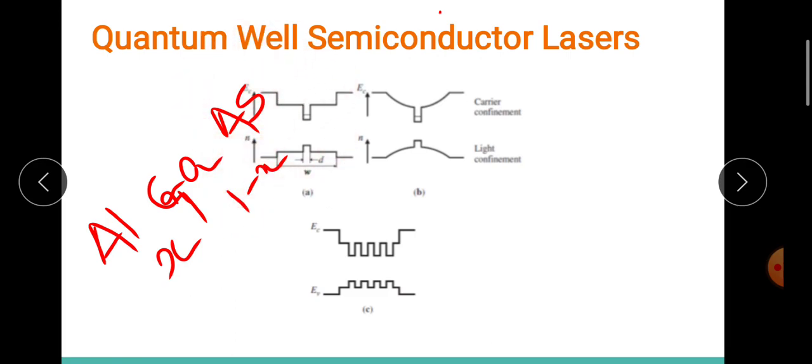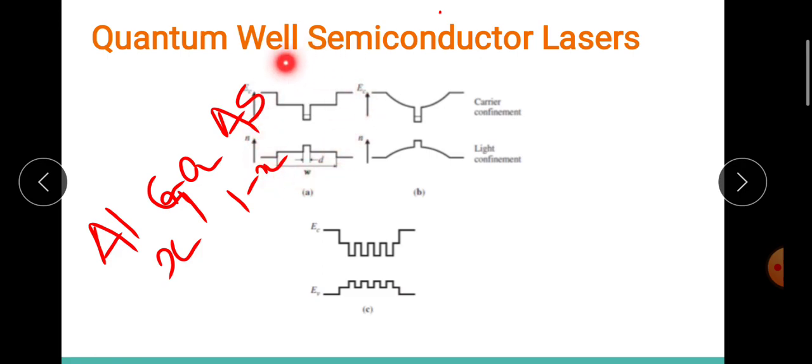That's it. So in this structure, we can see that the quantum well has a width of, say, 5 to 10 nanometers, and this is immersed or put into a wider cavity of width W. So the quantum well, of width d, is put into a wider cavity of width W, and this in fact enhances the light confinement, and they can thus separate the carrier and optical confinement properties.